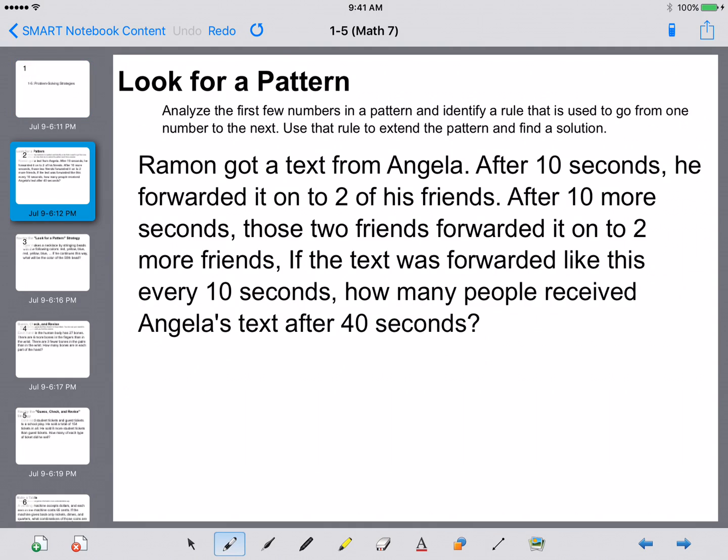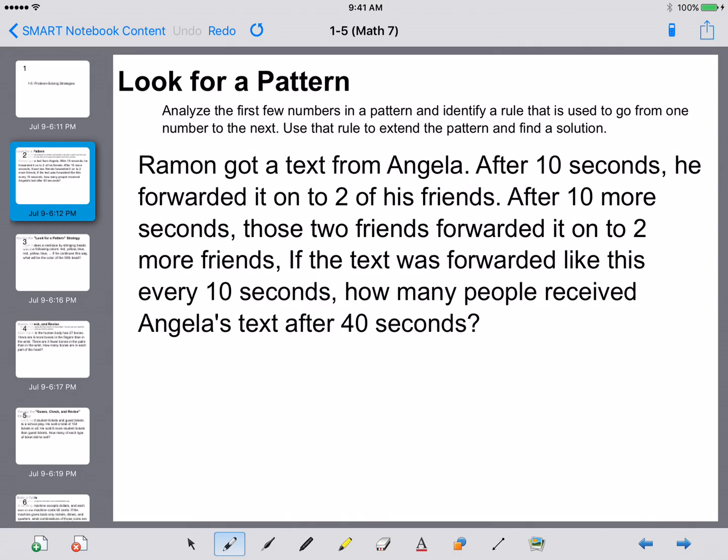Our first problem-solving strategy that we're going to go over is the look for a pattern strategy. What you do when you're looking for a pattern is you analyze the first few numbers in that pattern and identify a rule that is used to go from one number to the next. Then you want to use that rule to extend the pattern and find a solution.